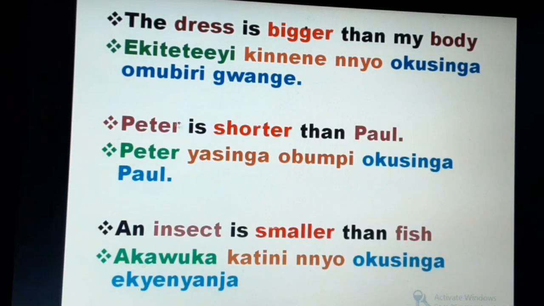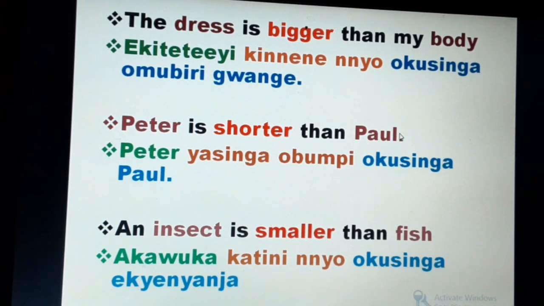Okay, let's proceed. Peter is shorter than Paul. And remember, we said in comparative form, we compare two things or two objects. In this case, we have two people, Peter and Paul. That's why here we use shorter. Peter is shorter than Paul.